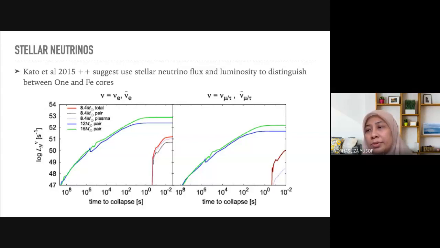So from here you can see the 8 solar mass case. The 8 solar mass is around 51, and you can see that when you have a higher mass, 12 and 15, the luminosity gets higher, because the temperature and density will contribute to the stellar neutrino luminosity.